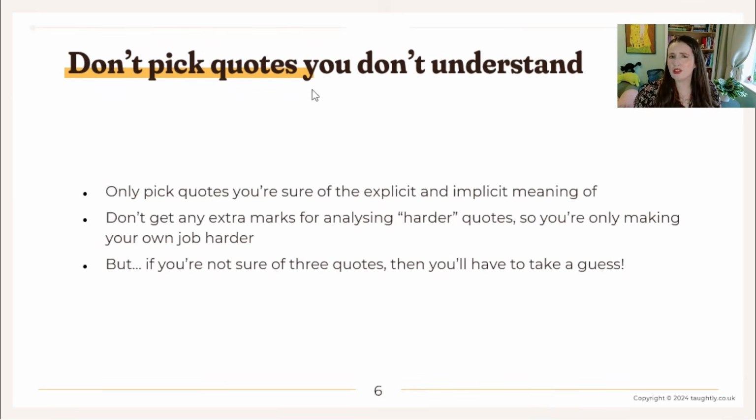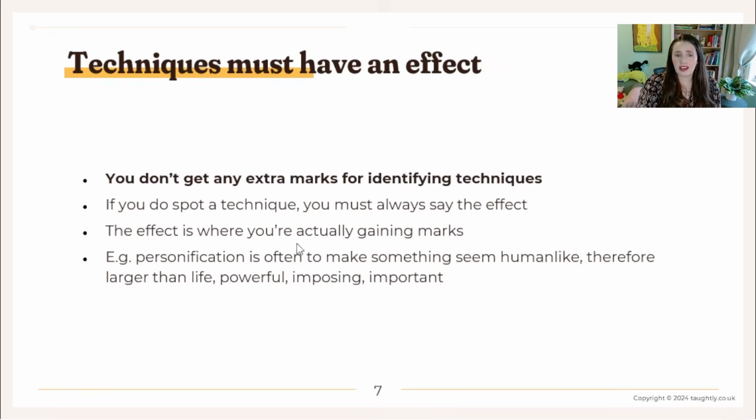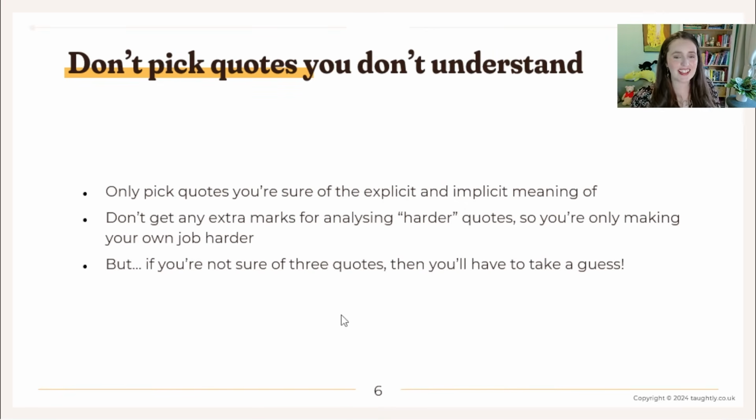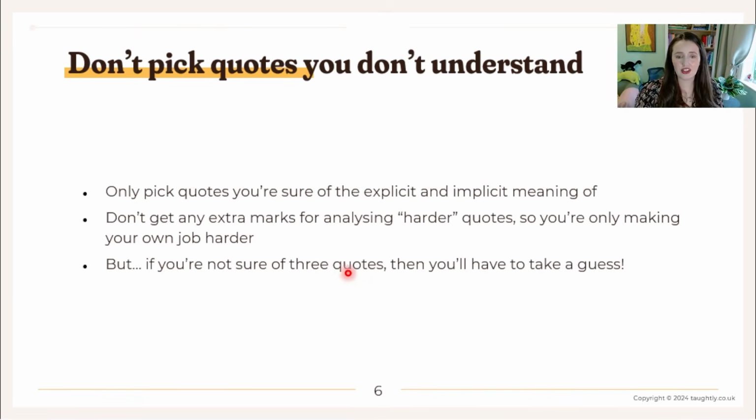It might sound obvious, but don't pick quotations that you don't understand, unless it's that you literally can't find 3 quotes that you understand. You don't get any more marks for picking a harder quote, so where possible, only pick quotes that you're really sure of the explicit and implicit meaning of. So if you pick a harder quote, you're only making your own job harder because you won't understand what it means. So how are you going to say the meaning? How are you going to analyse the effect? You can't. If you're not sure of 3 quotations, then you'll have to guess. Sorry, that is the reality of it.